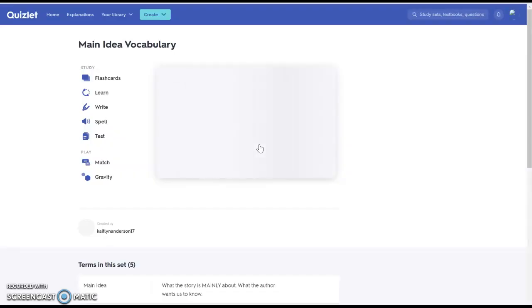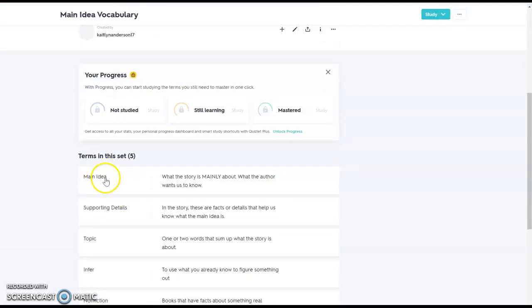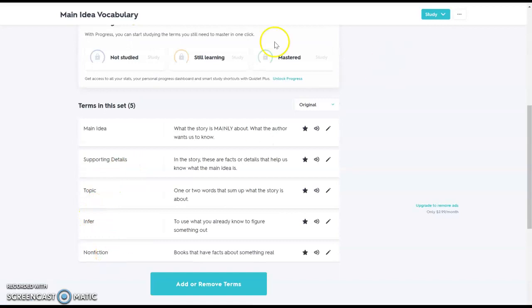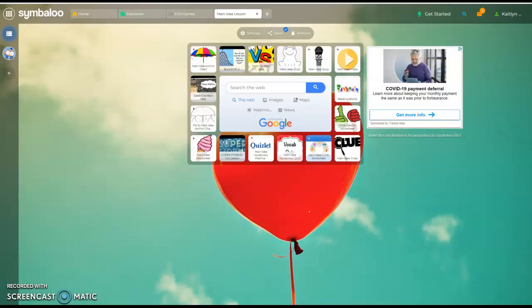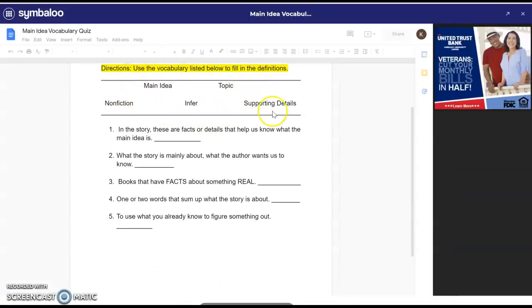Here on Quizlet we have some main idea vocab. There's 5 vocab: main idea, supporting details, topic, infer, and nonfiction. Next, we have the main idea vocabulary quiz, and you're just going to use this word bank to type each definition.